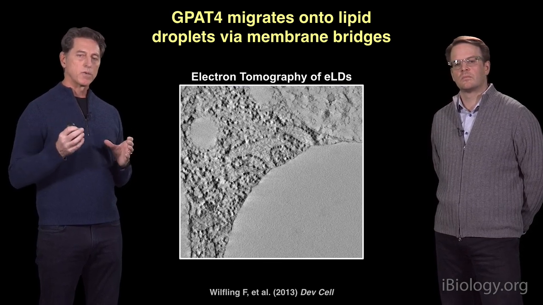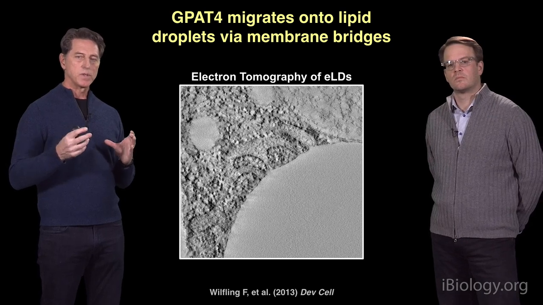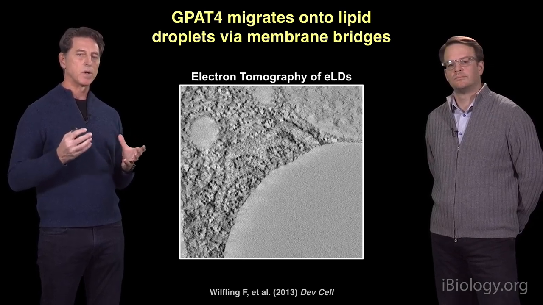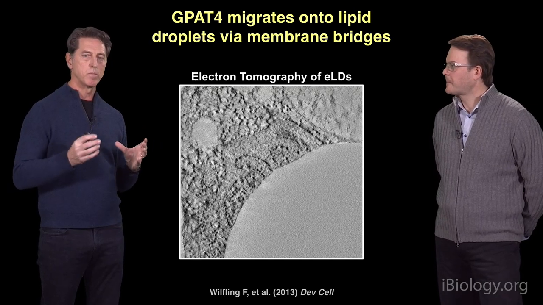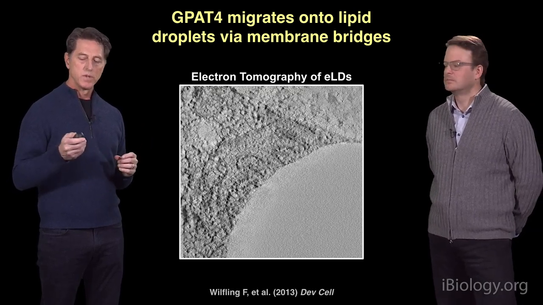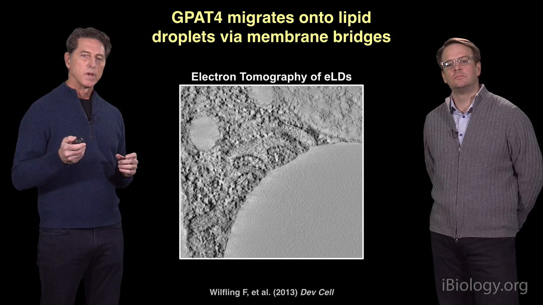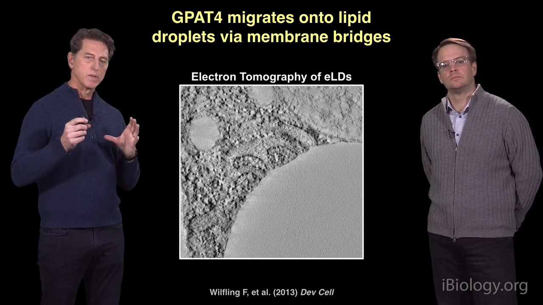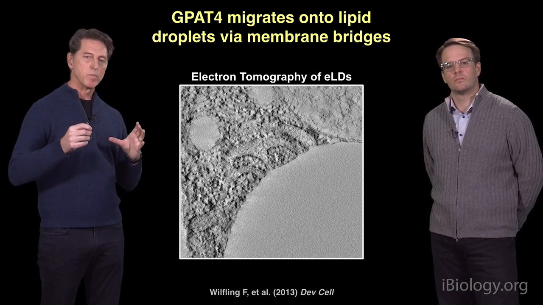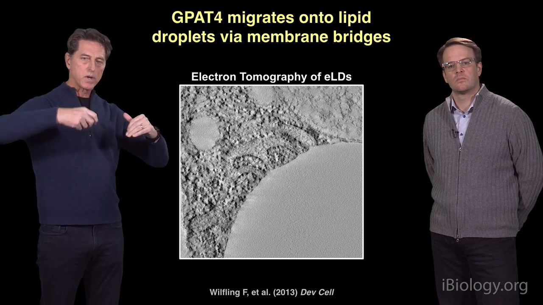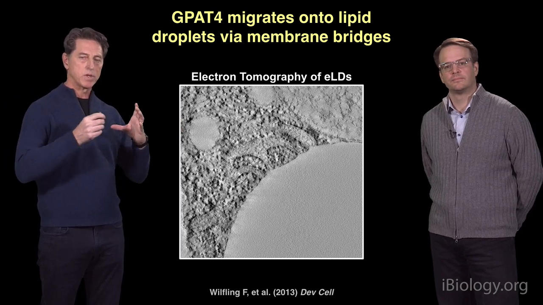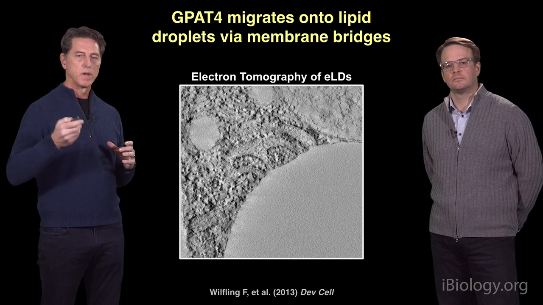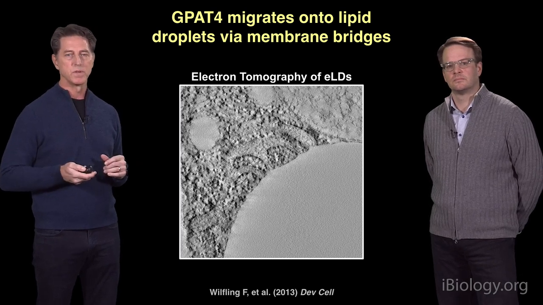When we look with electron tomography at a droplet such as this, we can actually see what appear to be ER lipid droplet membrane bridges. So this tomogram shows you the endoplasmic reticulum and the surface of one of these large lipid droplets, where the membranes are coming together. You can see the endoplasmic reticulum is studded with ribosomes, and then it comes right up to the droplet surface.